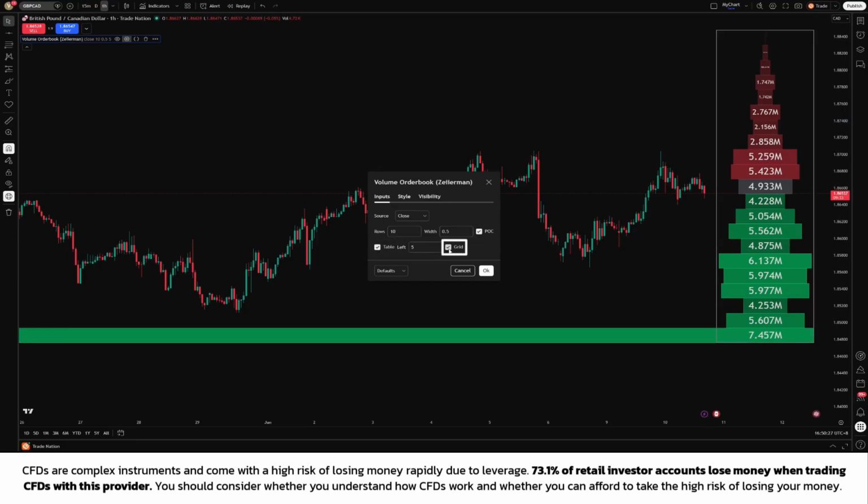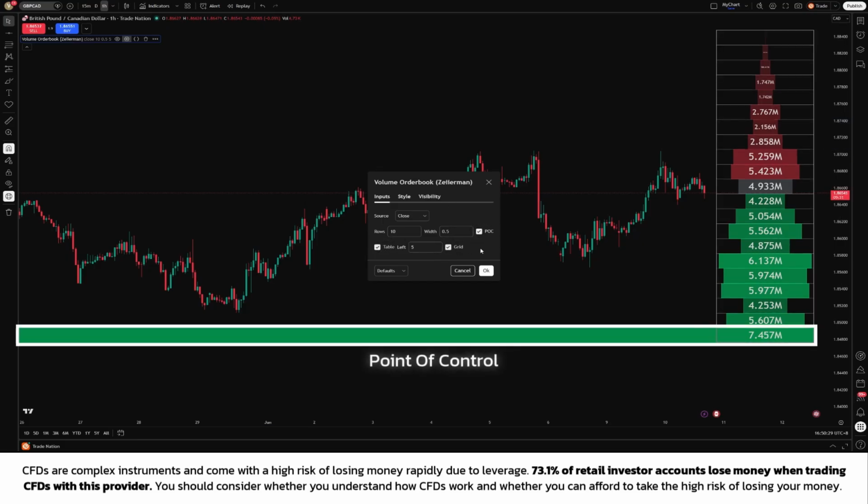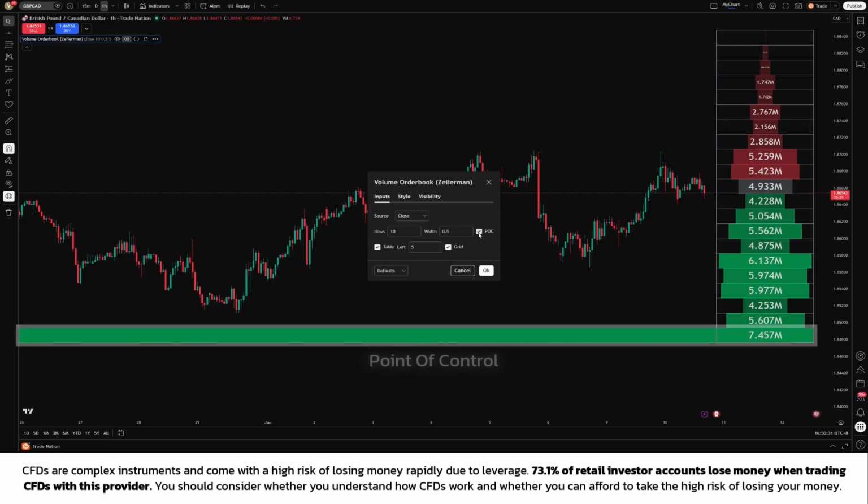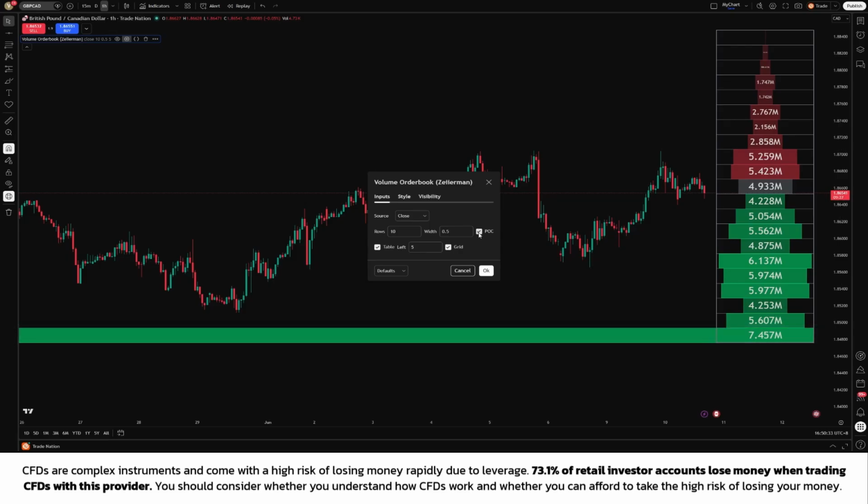The point of control highlights the area with the highest volume in the displayed structure, which can be useful as a central reference level. The table and grid options are mainly there to make the display easier to read and position around the current price action.